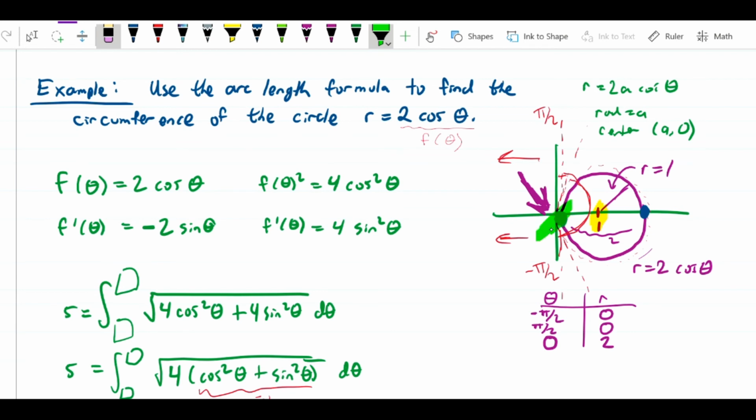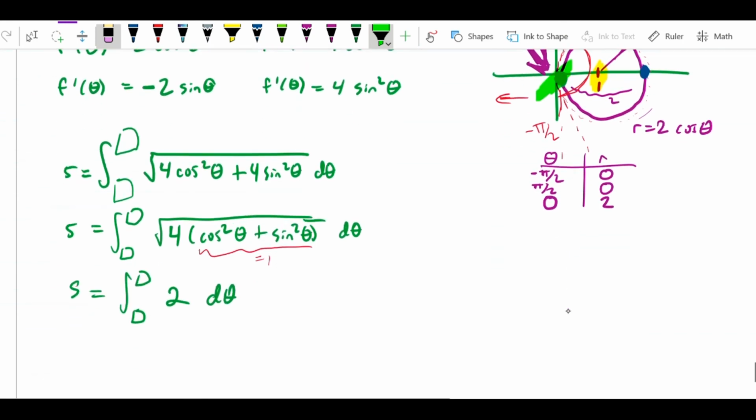Okay, so all this to say that what we can see is that if we treat the green dot as our starting point, we generate that at negative pi over 2 and pi over 2. And all the points are generated by angles that are between those two numbers. So I can finally put in the correct limits of integration. That's going to be negative pi over 2 on the bottom and pi over 2 on the top.